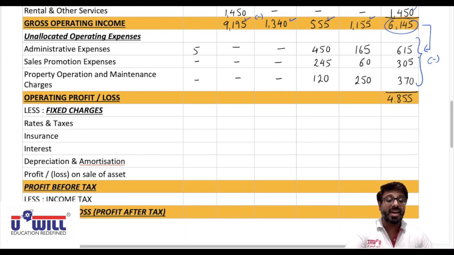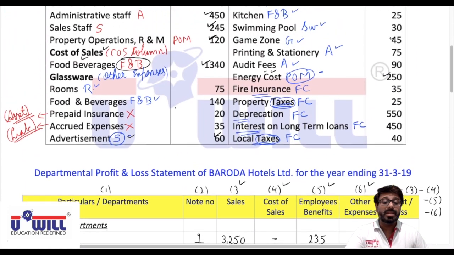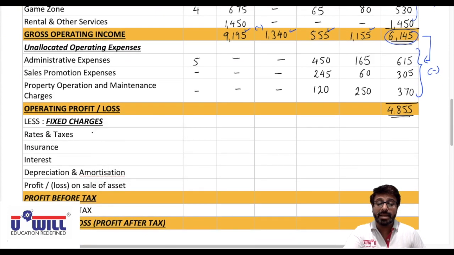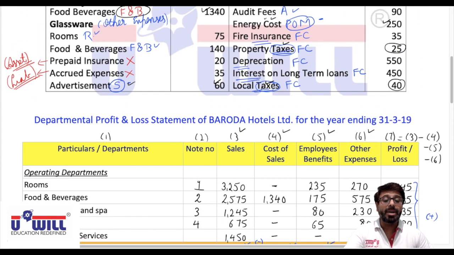Now from 4855, we have to minus fixed charges. So rates and taxes, all of you can see here, there are two taxes, property taxes and local taxes. So 25 plus 40. Rates and taxes, two items are there, 25 plus 40, directly in the total column, 65. Nothing will come in any of these columns now. I repeat: property taxes 25, local taxes 40, so total rates and taxes 25 plus 40, directly in the last column, 65.